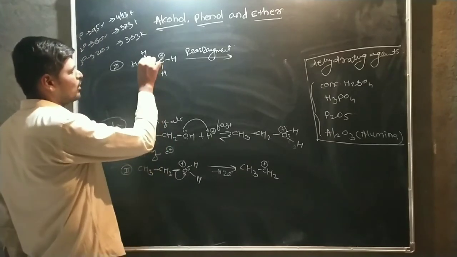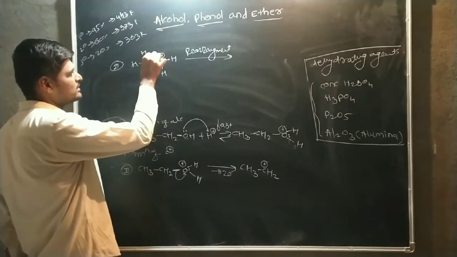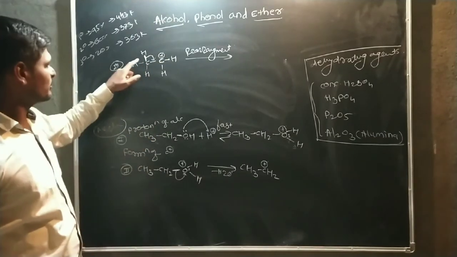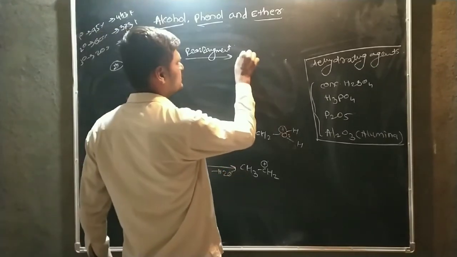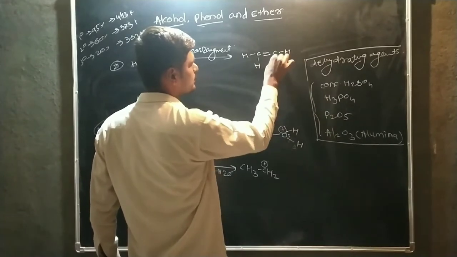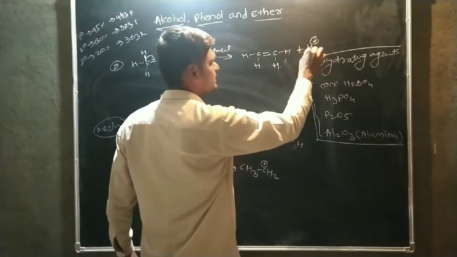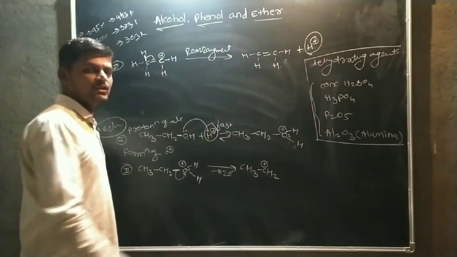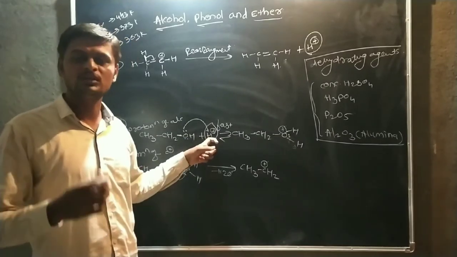Then this bond pair, the lone electron pair, is delocalized between the carbon atom and the carbocation. After delocalization, there is a formation of H plus, and the single bond gets converted into a double bond. H plus is also generated, and this H plus, which we used in the first step, comes from the concentrated H2SO4.